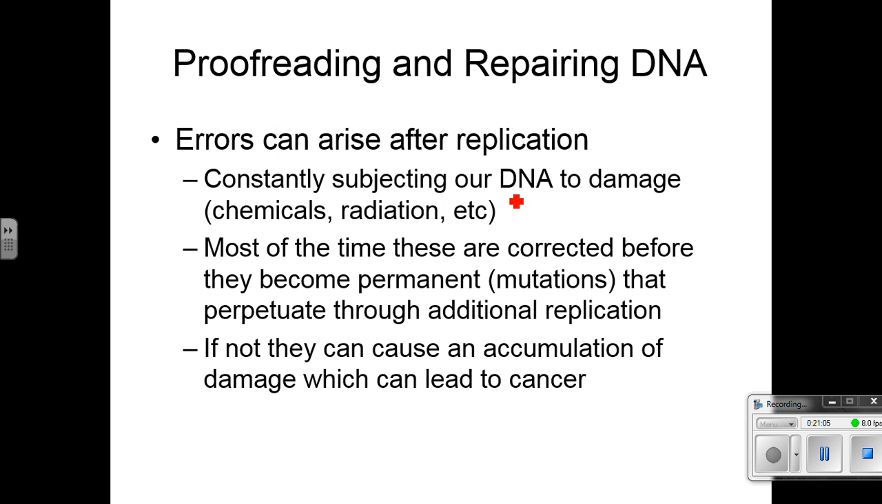We are constantly subjecting our DNA to damage. When you go out in the sun, every time you go out there, you're subjecting your skin cells to UV radiation, which is going to damage the DNA in those cells. Most of the time, those errors are corrected before they become permanent. If they become permanent, that's what we call mutations. And those can actually perpetuate and continue to replicate the same errors over and over. And that can lead to problematic things like cancer.